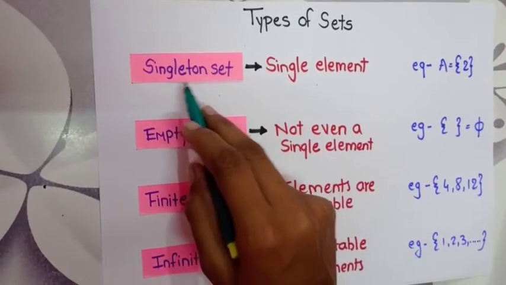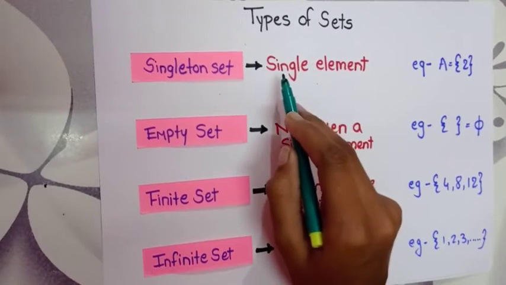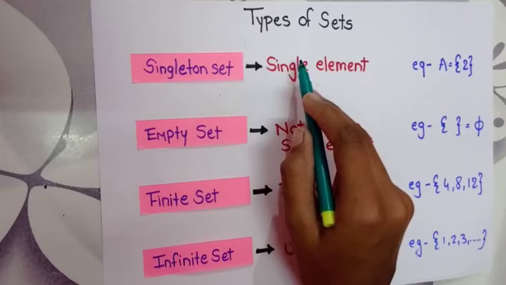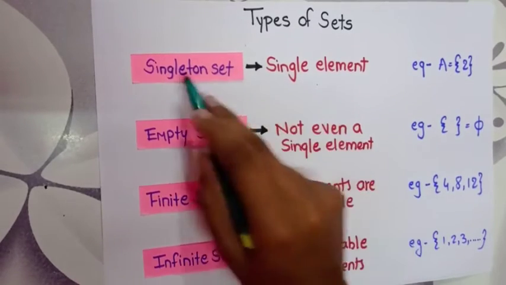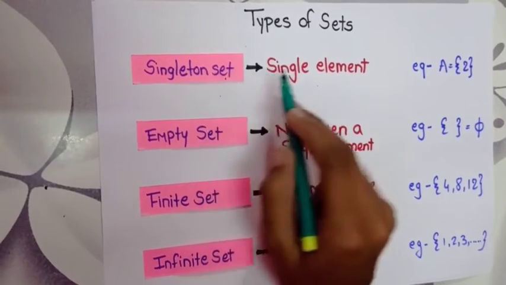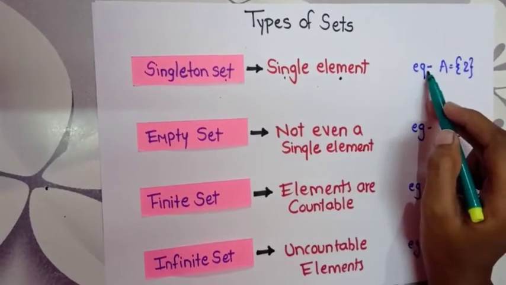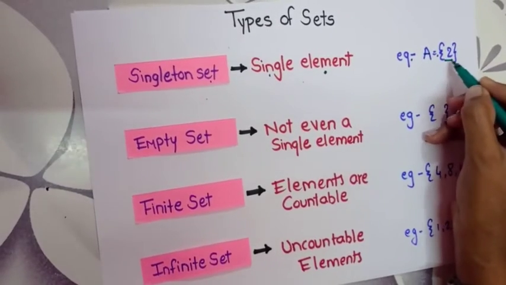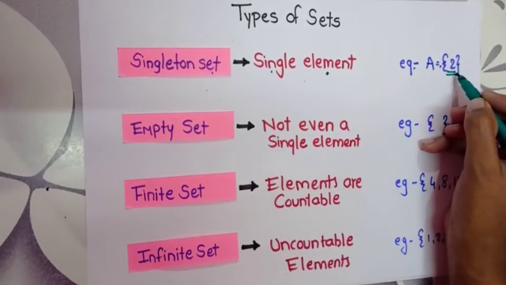What is meant by singleton set? Singleton set is a set which consists of a single element. In this way we can make the definition of the singleton set. Singleton set is a set of a single element, where we can give an example: A is a set which consists of only one element, that is 2.